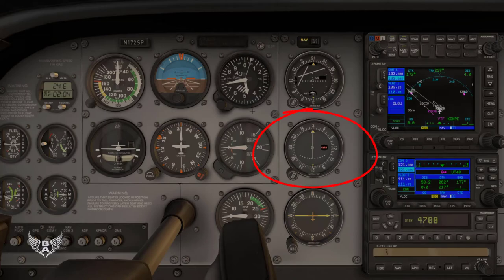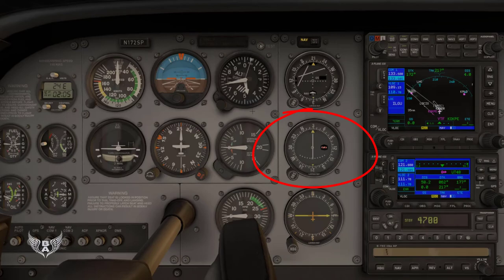The Course Deviation Indicator, or CDI, is found in most training aircraft. In the CDI instrument, the radial indicator is a needle which is clearly visible at the top of the instrument. If the location of the aircraft is left of course, the needle deflects to the right. If the location of the aircraft is right off course, the needle deflects to the left. If the location of the aircraft is on the right course, the needle is centered.